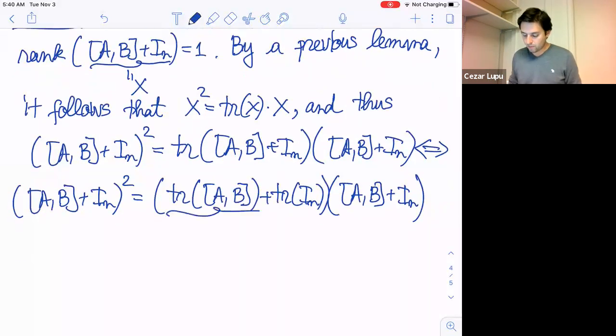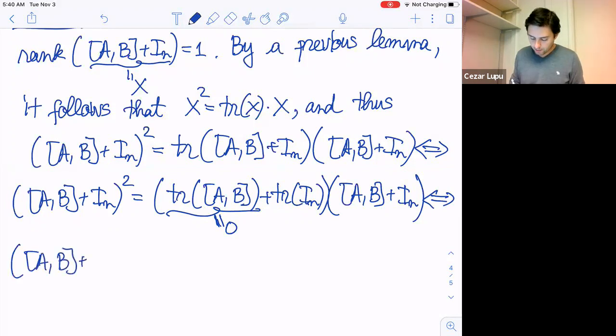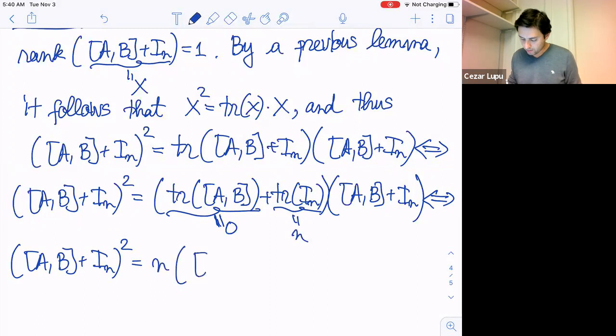This guy is 0, we know that. The trace of the bracket will be equal to 0. So this would be equivalent with the bracket AB plus the identity squared is nothing else than just n. The trace of this guy is n. So this is n times bracket AB plus the identity.